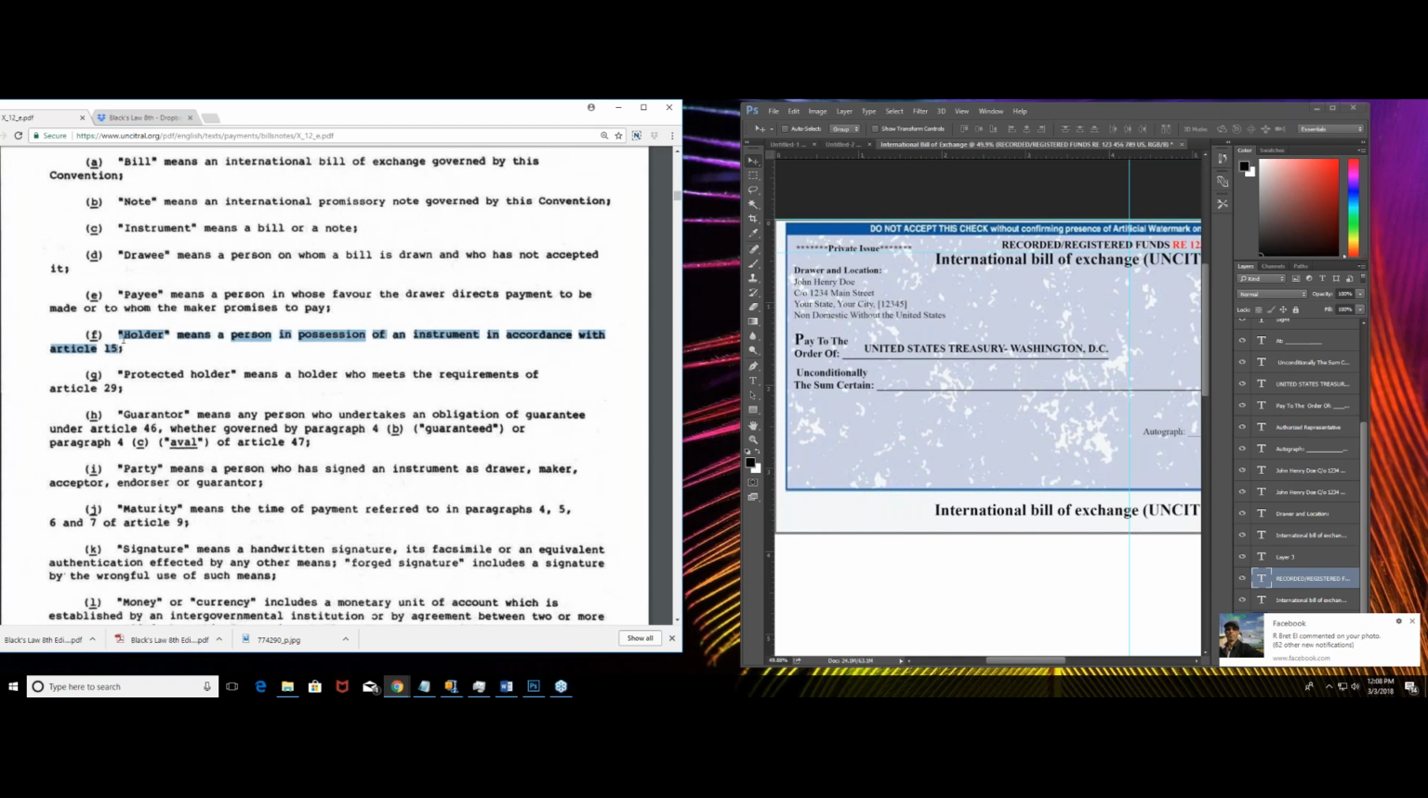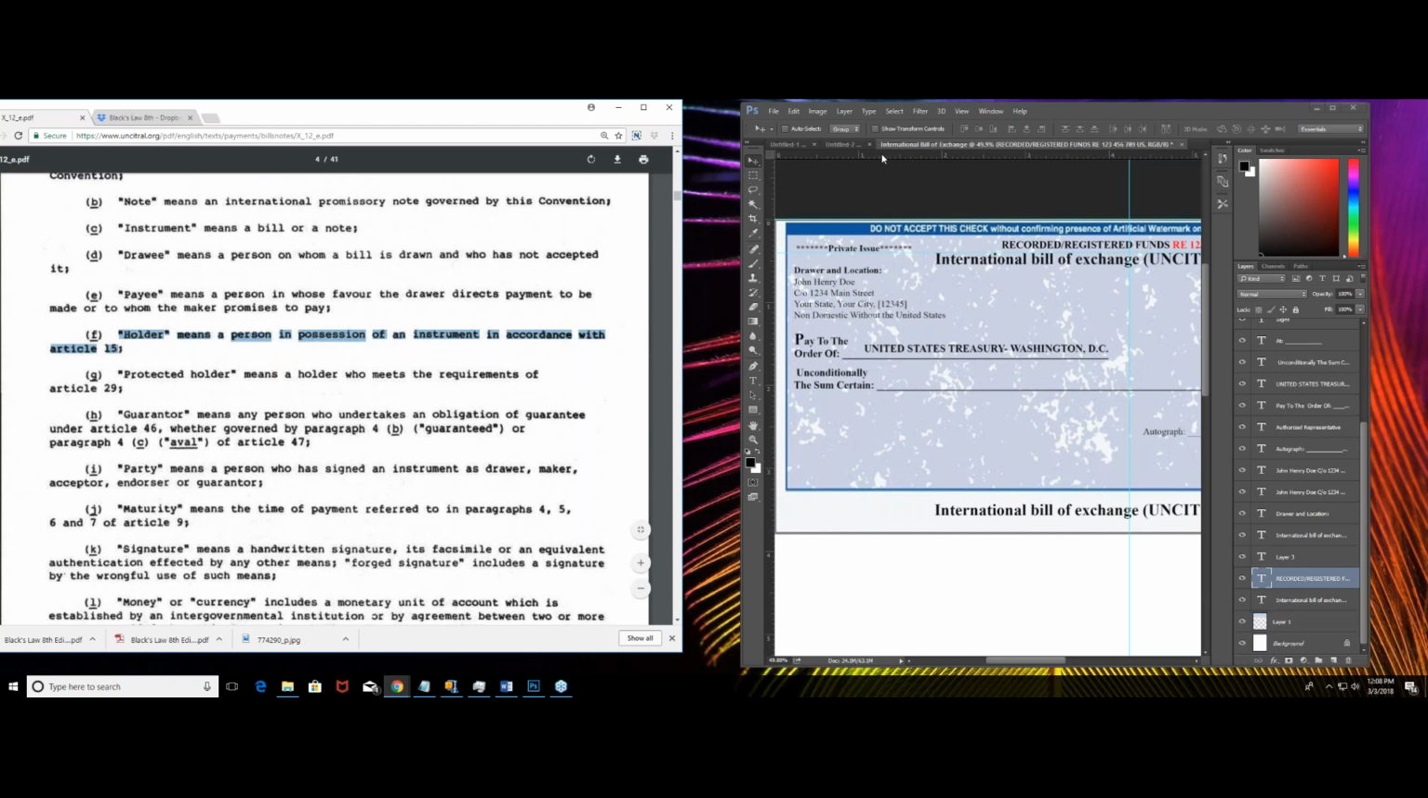And the course, as this International Bill of Exchange is negotiated and goes around the obstacle course of commerce, is going to end up back with you. You're going to be the holder. You have the authority over it. Now they have something really interesting in the international game. You have something called a protected holder, which means a holder who meets the requirements of Article 29.